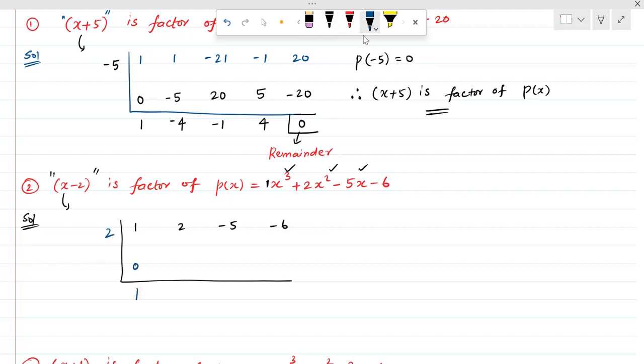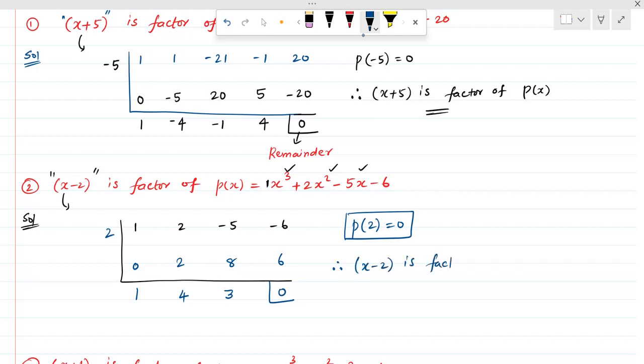0, 1. Multiply, you will get 2. Add it, 4. Multiply, it is 8. Add it, it is plus 3. Multiply, it will become plus 6. So minus 6 plus 6, it becomes 0. Now I will say P of 2 is equal to 0. Therefore the remainder is 0. We will say this x minus 2 is a factor of P of x.